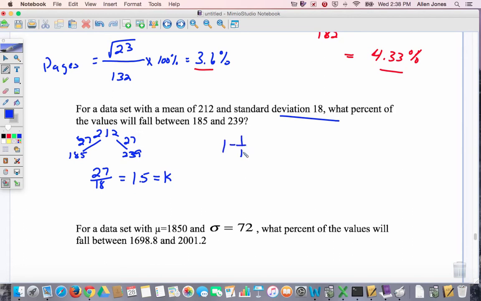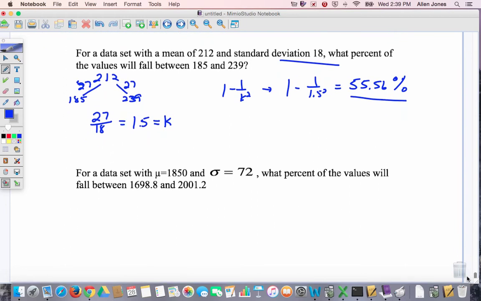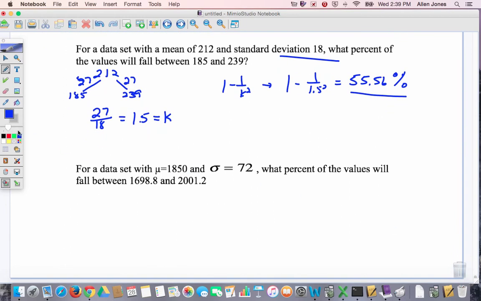So to calculate our percent, we take 1 minus 1 over k squared, which we just found k to be 1.5. So 1 minus 1 over 1.5 squared tells us about 55.56% of the values are going to fall between 185 and 239. Again, this is according to Chebyshev's theorem. So basically 56% of the values are going to fall between 185 and 239 based on that calculation.